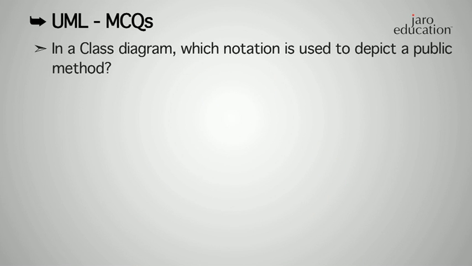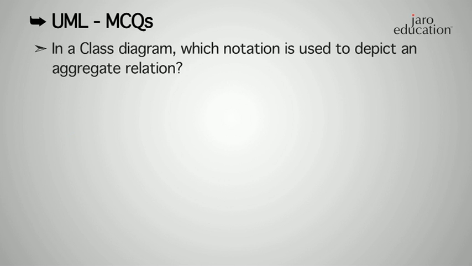Question 1. In a class diagram, which notation is used to depict the public method? So if a class has a public method, how will it be represented in a class diagram? Option A is asterisk, B is plus, C is caret symbol, and D is ampersand. Which one of these is used to represent a public method? The answer is B, a plus sign. Plus represents public, minus represents private.